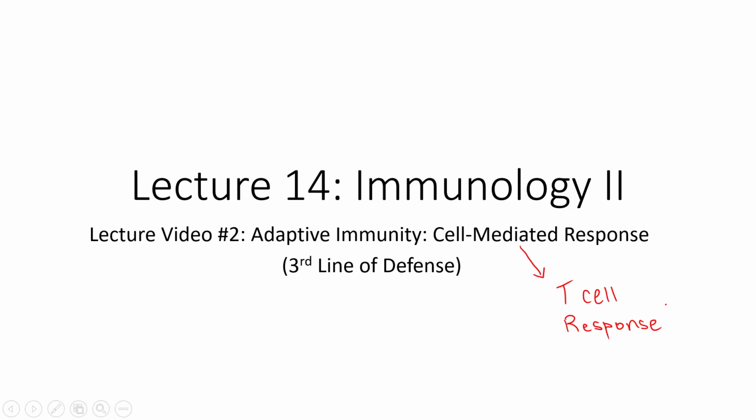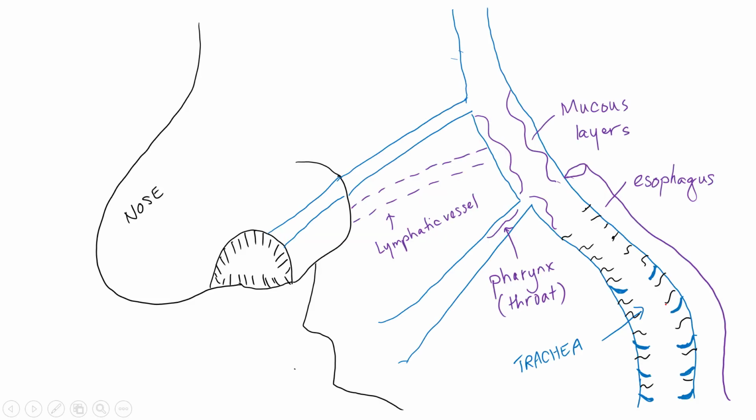So I thought I'd set up an infection situation that we can explore together and describe how the T cells respond in the third line of defense. So I'm going to show you a diagram that I made. And yes, the nose is huge and everything is not exactly in proportion. So just bear with me here.